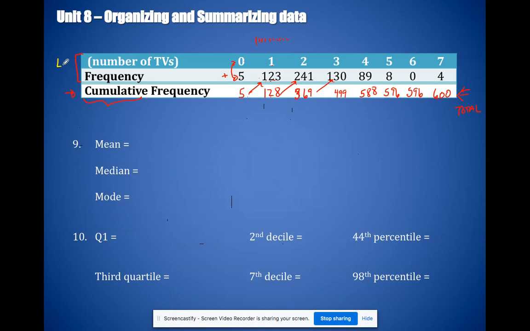So if you put this in L1 and this in L2 and you run your one variable statistics on both lists, L1 and L2, the number of TVs and the frequency with which that occurs, you'll get the mean. The calculator will do the mean for you. I don't know why I wrote 3 places down. 3 places past, 2.4, 2.3 is good enough. The median was just 2. And the mode, the calculator didn't give me the mode, but can you tell what the mode is? Right?